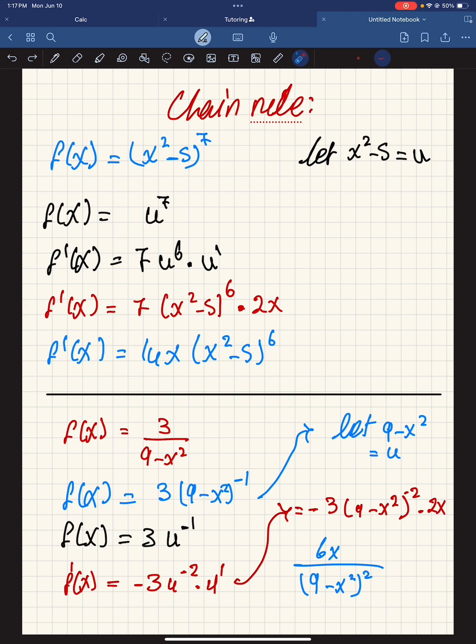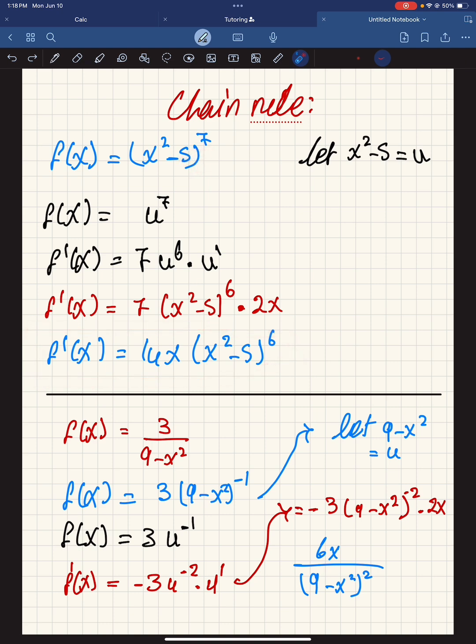So if you start taking the derivative, it's going to be 7. You bring this down, and then you subtract 1 from it. So it's going to be 7 times x squared minus 5 to the power of 6, because you multiply it by 1. And then you go to your inner function, and you take the derivative of that, which is going to be 2x. And then the derivative of 5 is just 0, which cancels out. And once you simplify this term, you're left with 14x multiplied by x squared minus 5 all to the power of 6, and that's going to be your derivative for this function right here.